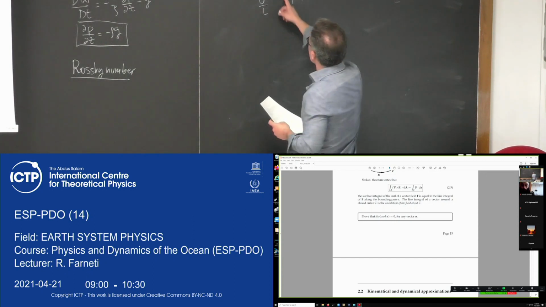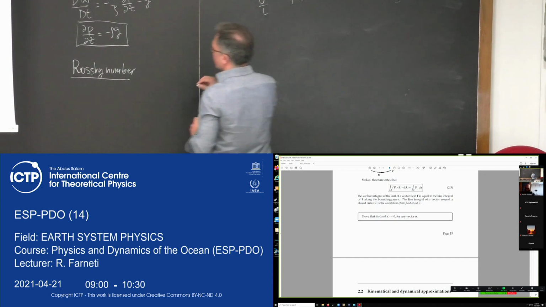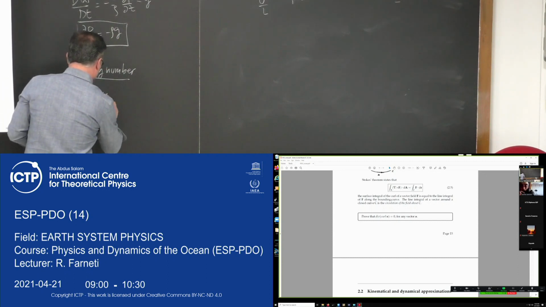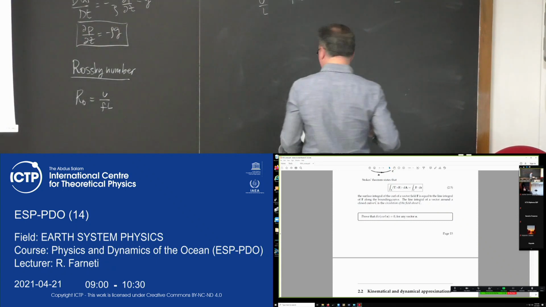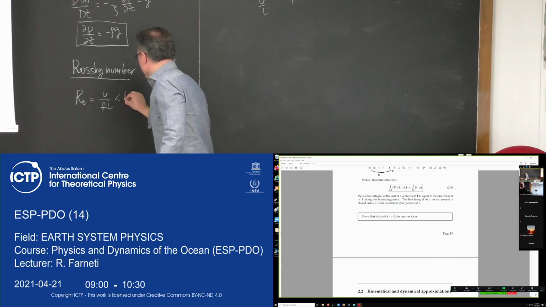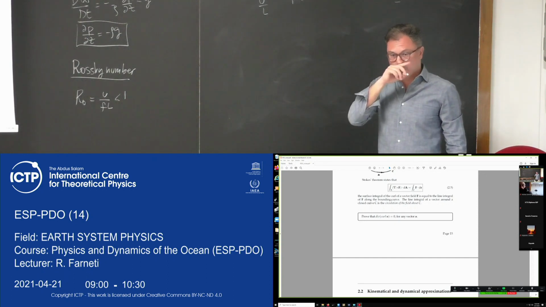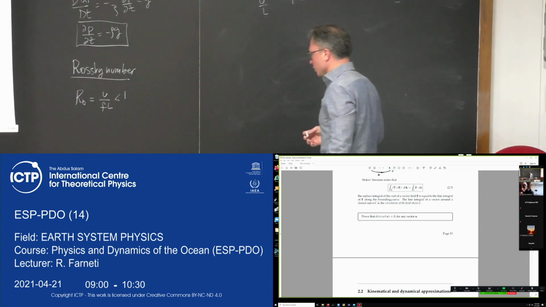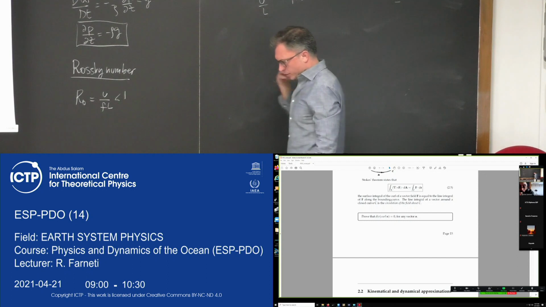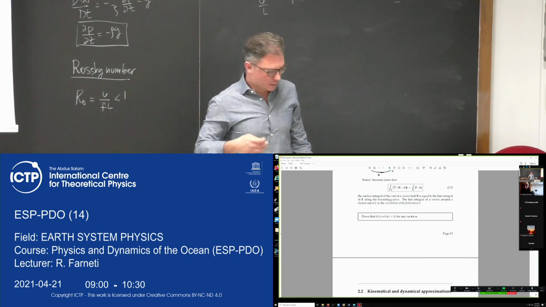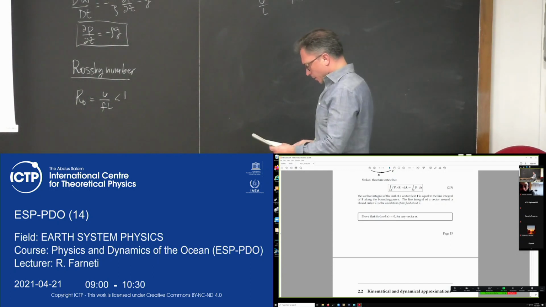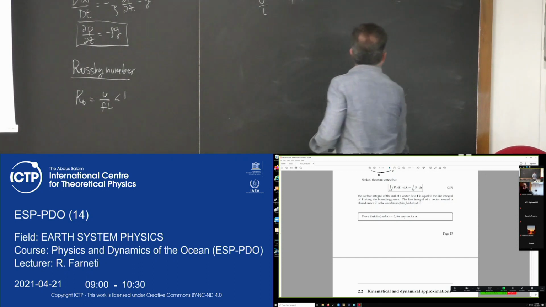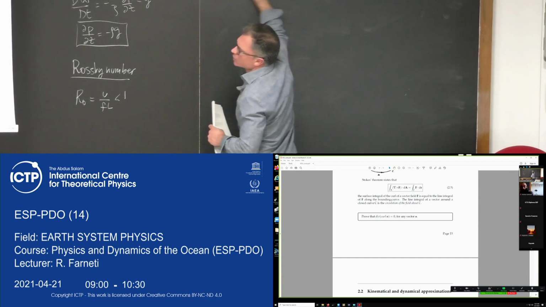So if you make a ratio between the advective term and the rotational term, you get the Rossby number, which is U over FL. Okay, so if this is small, so smaller than 1, then rotation is important. So the Coriolis term is larger than the advective term, and so the rotational effects will be important and will shape your dynamics. Everything is in the notes anyway.